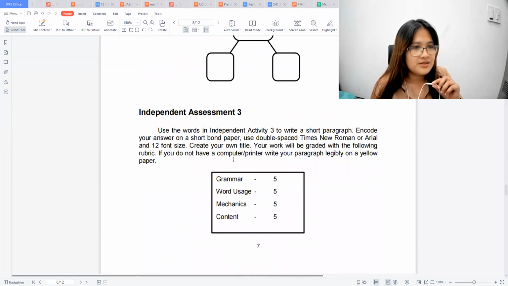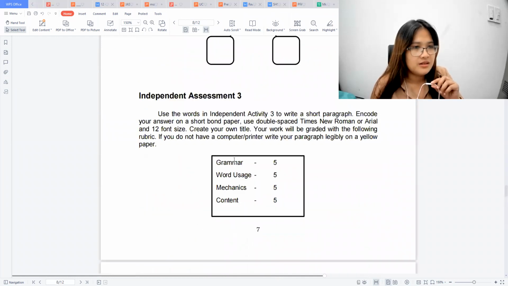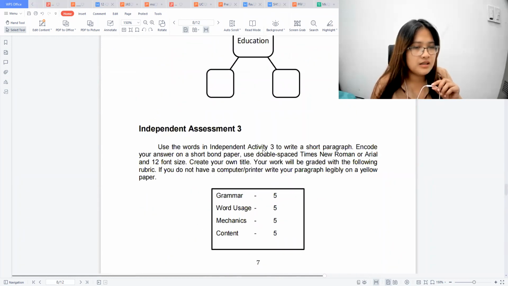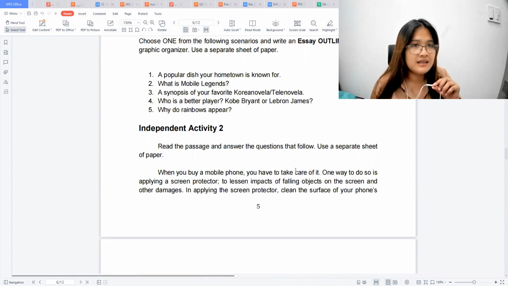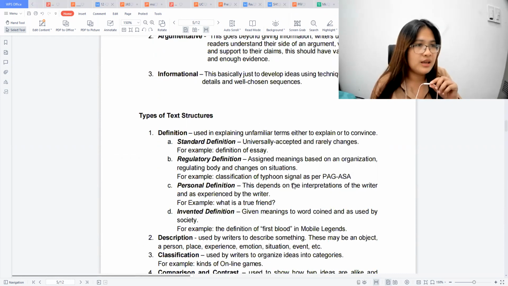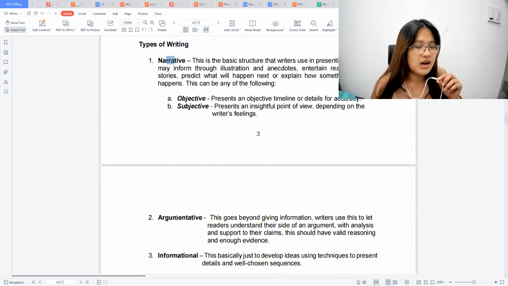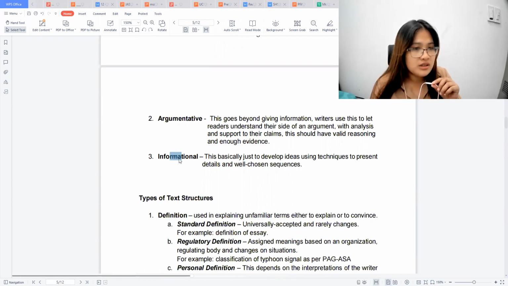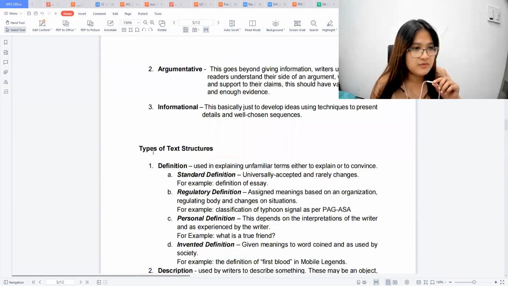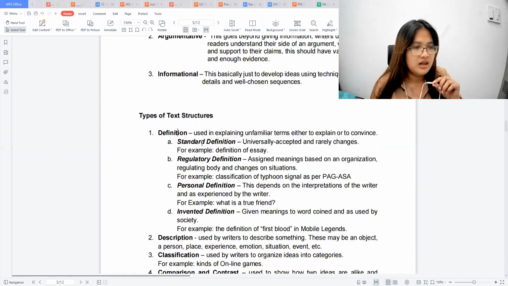Okay? So, I believe like the discussion natin lahat. So going back, we have the following. Types of writing: narrative, nagkukwento, argumentative, nagpo-persuasive claims, okay, and evidence, and then informational, nag-inform. Okay, may details. For text structures, we have definition. At ang definition, may standard definition or derivative definition. It's the dictionary meaning. Regulatory definition based on the group or regulating body.